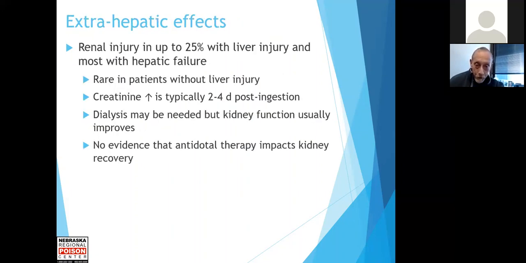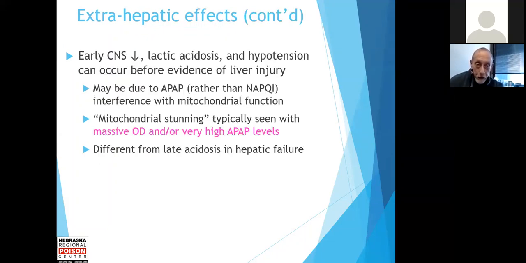What about outside the liver? Some patients are going to get kidney injury. Is that because the toxic metabolite circulates around and goes to the kidney? No, it's very reactive. It doesn't last that long, but they also have some CYP enzymes in the kidney and make the toxic metabolite there. So a reasonable percentage of patients with serious liver injury will get kidney injury, but that's also going to be delayed.